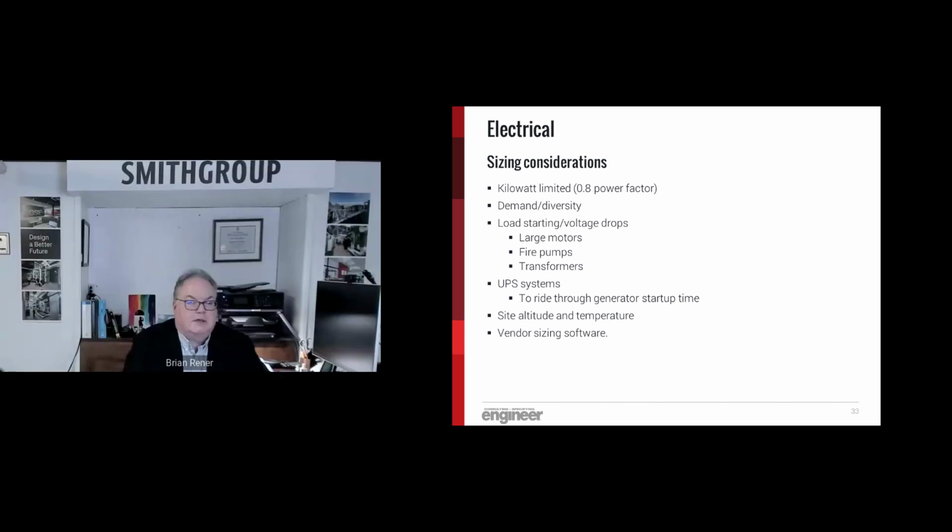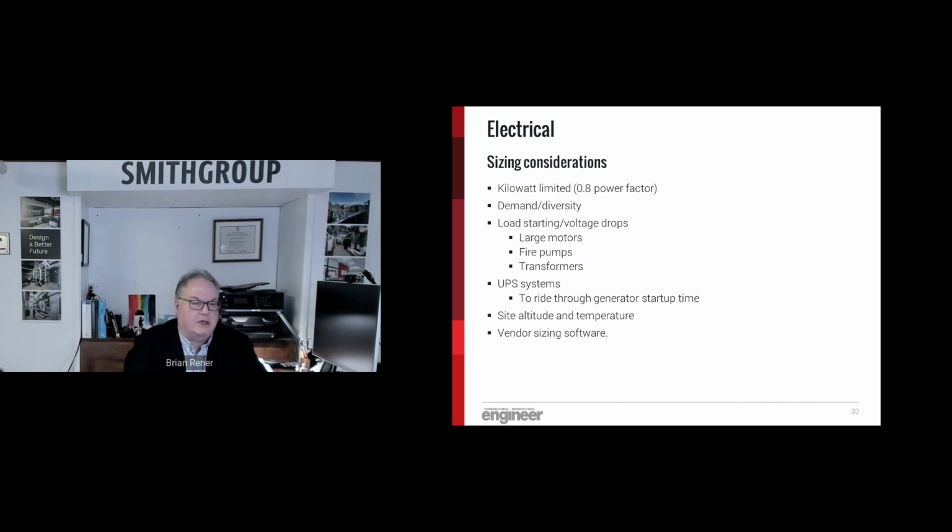So let's talk a little bit about sizing considerations. Again, this could be a whole topic in and of itself. One of the things to note that I learned early on as a young engineer is that generators are kW limited. While most of us understand what the power factor might be for a facility we're designing, in most cases it's going to be pretty high, 0.9 or higher. Really, the old industrial facilities or older facilities might be at a lower power factor. The generators themselves remain at a 0.8 power factor.